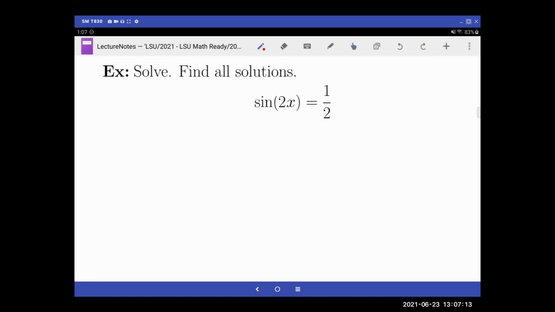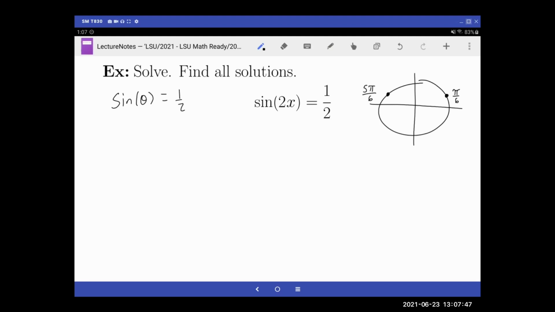Let's start off with a pretty straightforward one here. Sine of 2x is equal to 1/2. So what you want to do is think about this statement: sine of theta is equal to 1/2. If I picture my unit circle here, sine is 1/2 here at pi/6. Sine is 1/2 here at 5 pi/6. Those are my two cases where sine is 1/2.